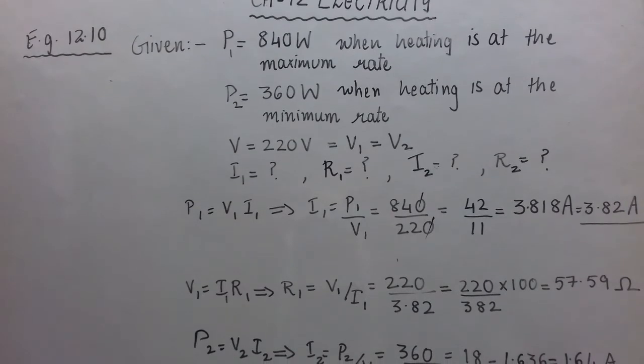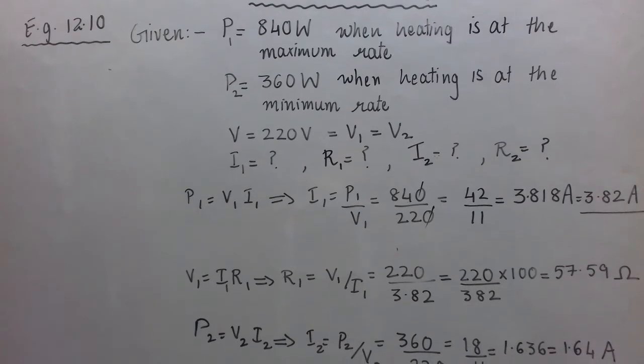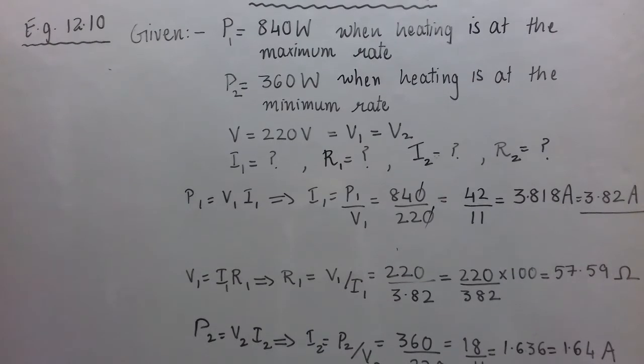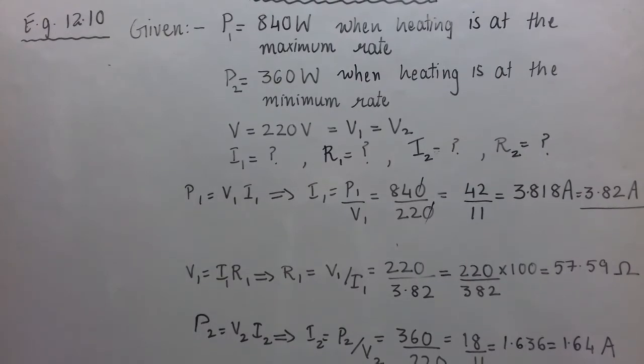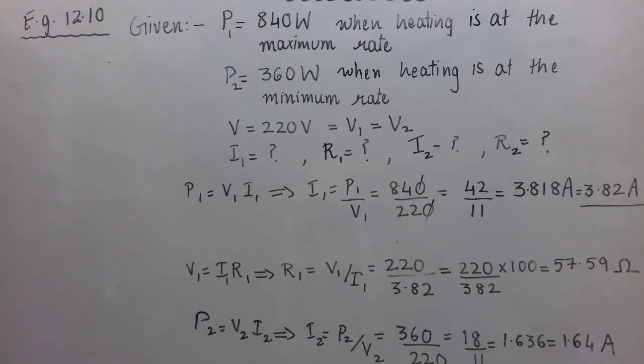An electric iron consumes energy at a rate of 840 watt when heating is at the maximum rate and 360 watt when the heating is at the minimum. The voltage is 220 volts. What are the current and the resistance in each case? So I'll read it once again and you should be able to write what is given.